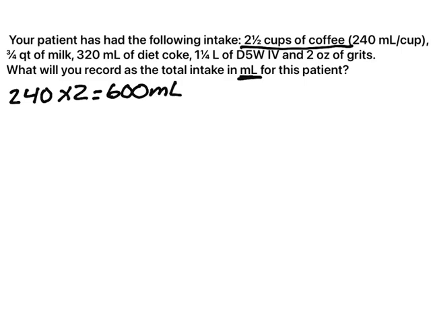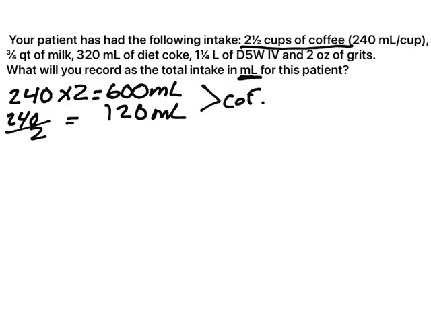And then they had 1/2 cup. So if 1 cup is 240, half of that, all you have to do is divide by 2, and that will give us 120. So you literally could, let me write it out for you. You could take 240 and divide it by 2, and that will give you the 120. So that's the total for what the patient has for the coffee. I like to also label it, so coffee.